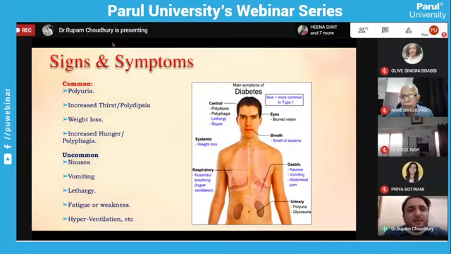Blurred vision, sometimes what happens is the wounds are not healing. Some patients will complain that I have tingling sensation over my feet and hands. Those are also uncommon signs, although of diabetes, type 2 diabetes mellitus.